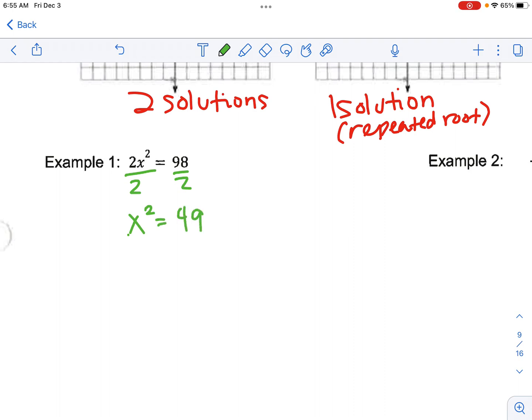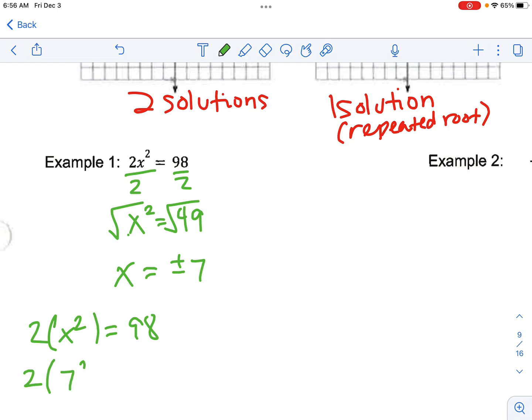So we're going to divide by 2, and so we get x squared equals 49, and then we can square root it. And then when we square root it, what we get is an option of a plus or a minus answer, right? When we look at putting our answer back into the expression 2x squared equals 98, we can put a 7 and square it and get 98, and we can put a minus 7 and square it, and that's going to be positive, and it's going to give us a 98 as well.